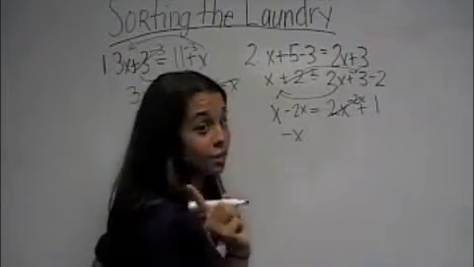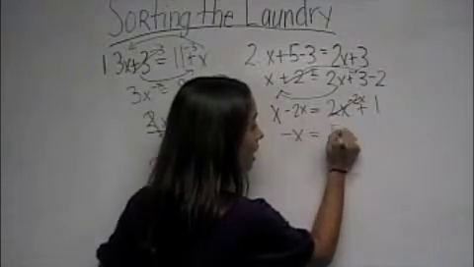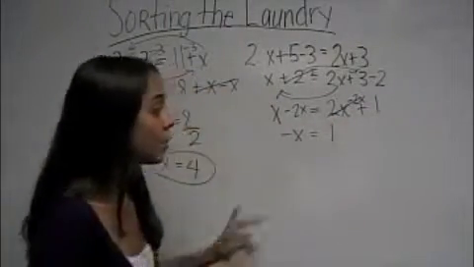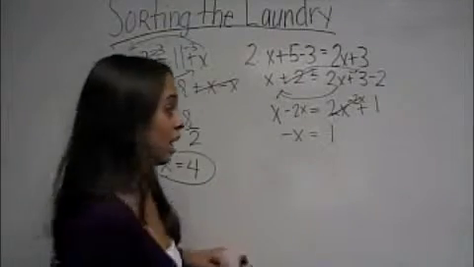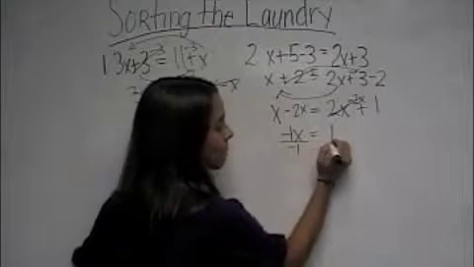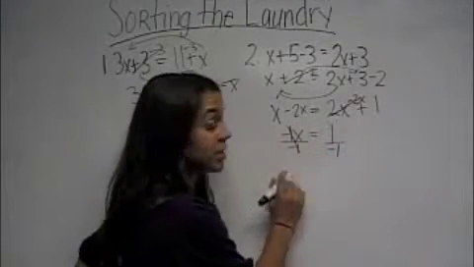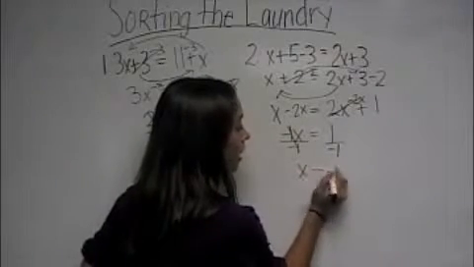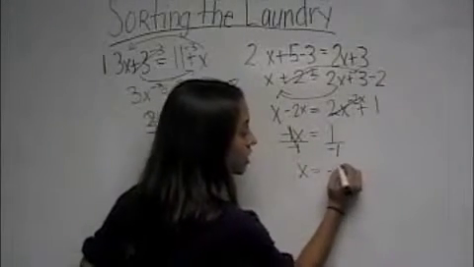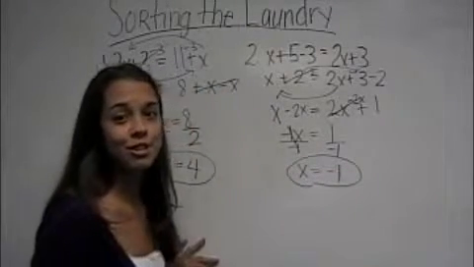Remember your negative rules. Negative x equals 1 is all that's left on this side, and we can't leave that negative x right there, so it's really a negative 1x, and we're going to divide by that. Negative 1 divided by negative 1 cancels, gives us x, and 1 divided by negative 1 will give us a negative 1. And that is our final answer for number 2.